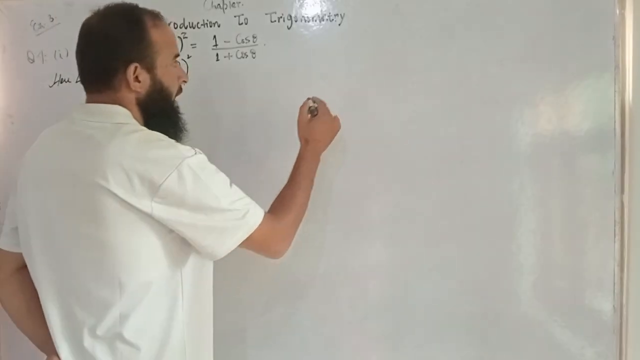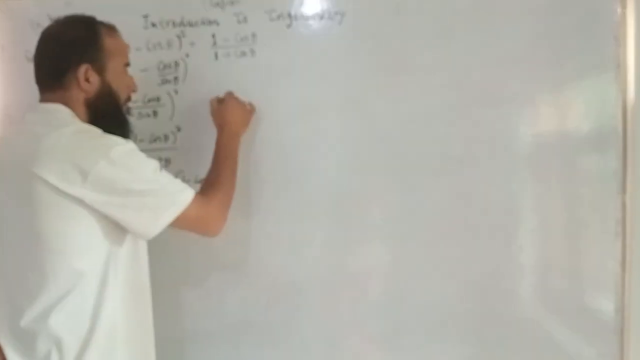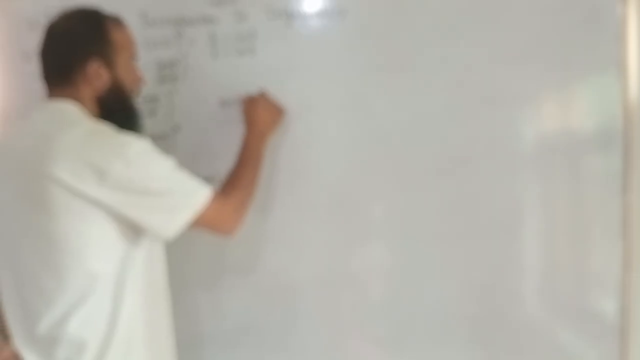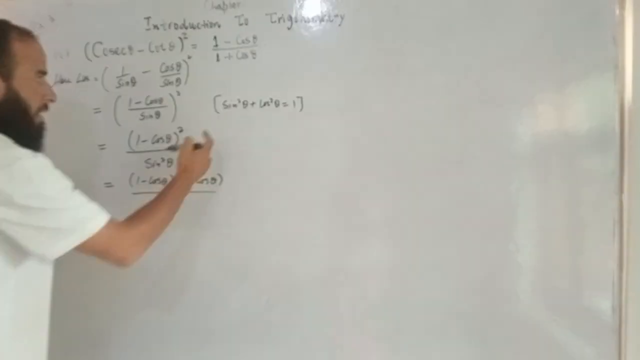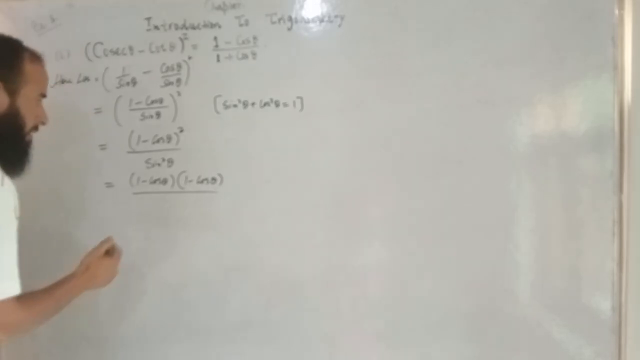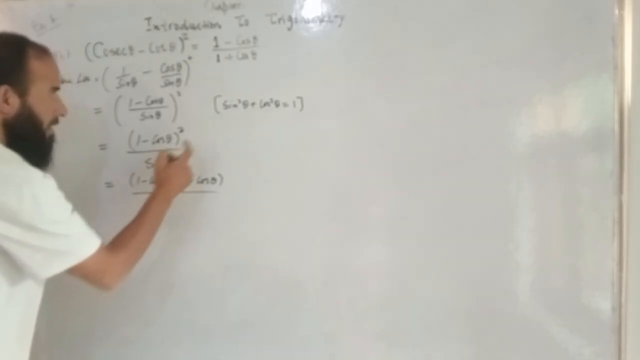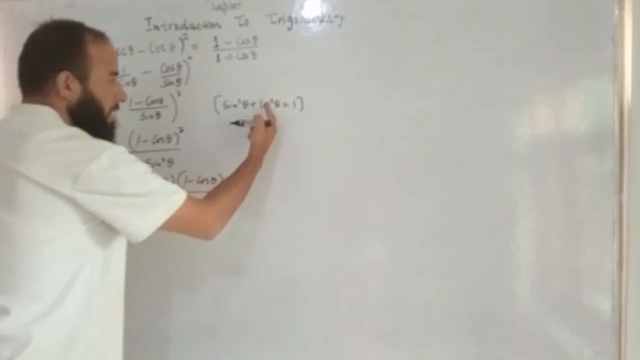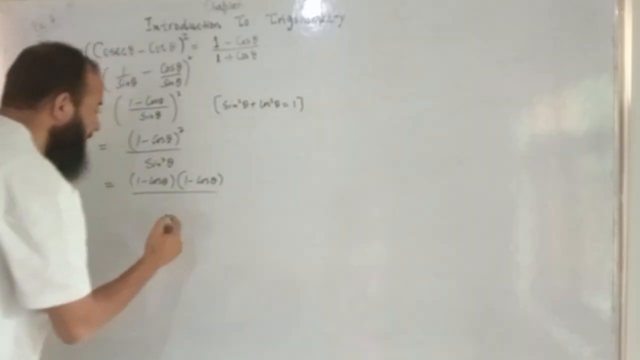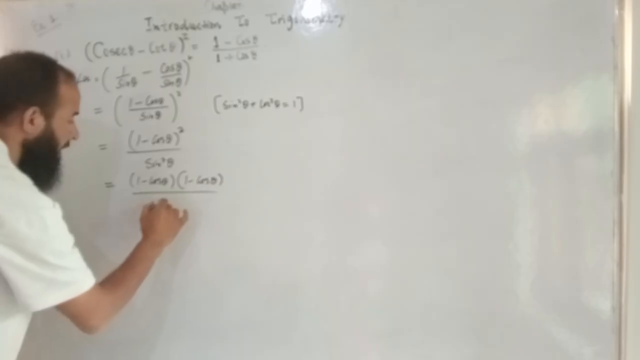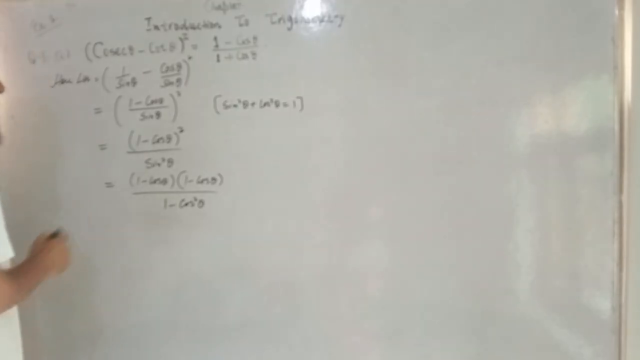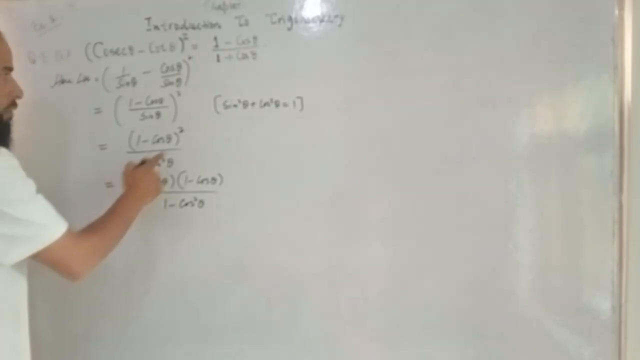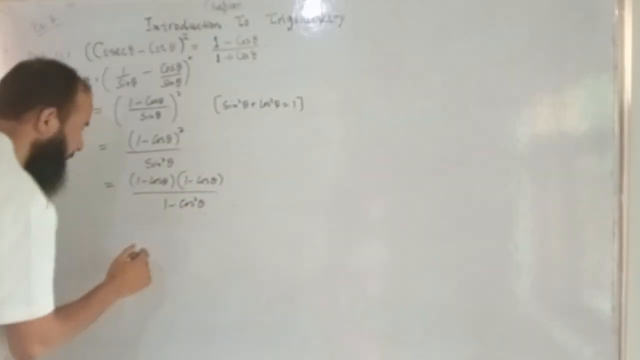We know the identity that sine square theta plus cos square theta is equal to 1. This is the major identity, the fundamental identity. So instead of sine square theta, let's transfer cos square theta to that side, and I can write sine square theta as 1 minus cos square theta. In place of this I will write this. Got it? So we use this identity here.